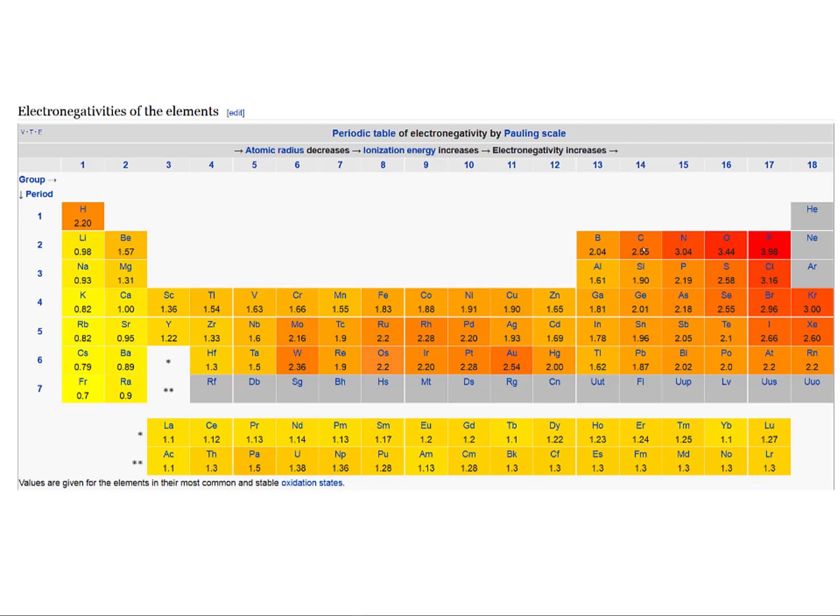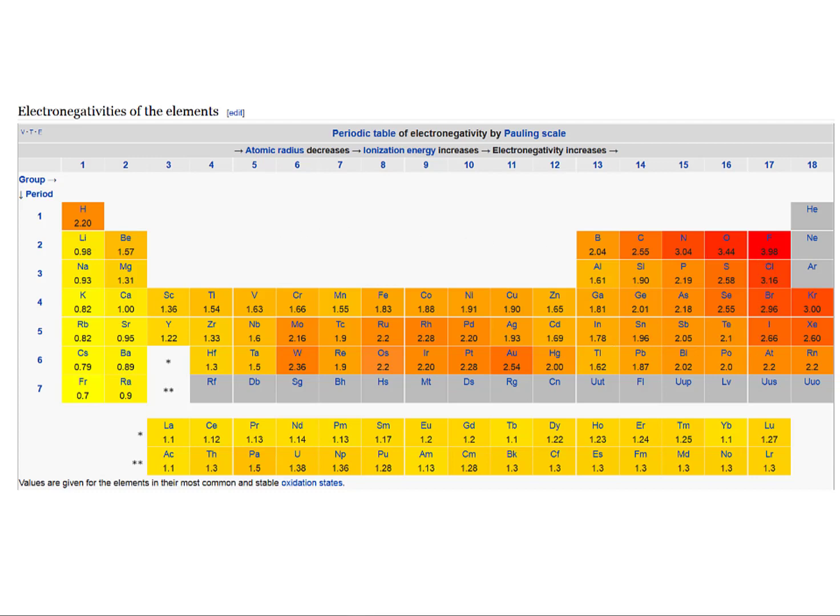So carbon is more electronegative, let's say, than sodium. Hydrogen is more electronegative than, let's see, boron. So anyhow, you can see the relationships, and based on it, these are measured.